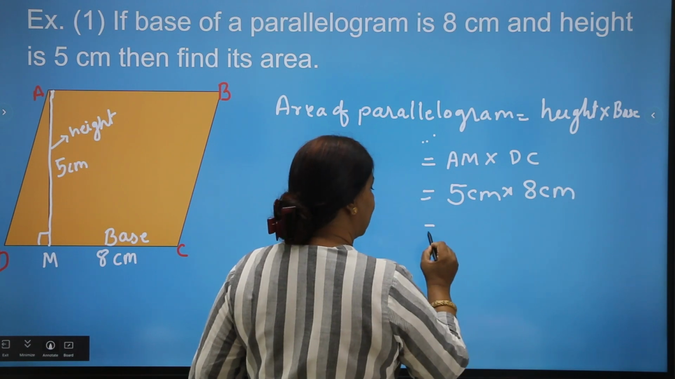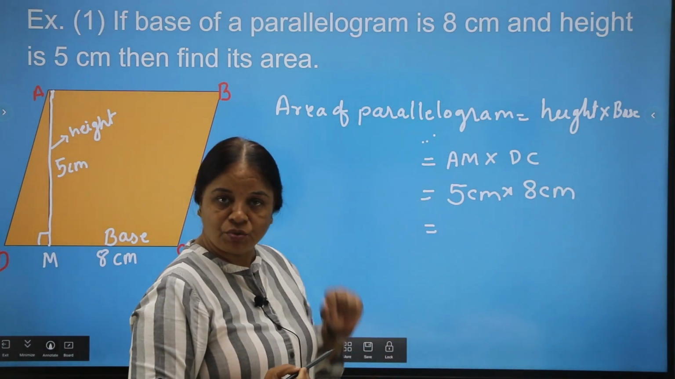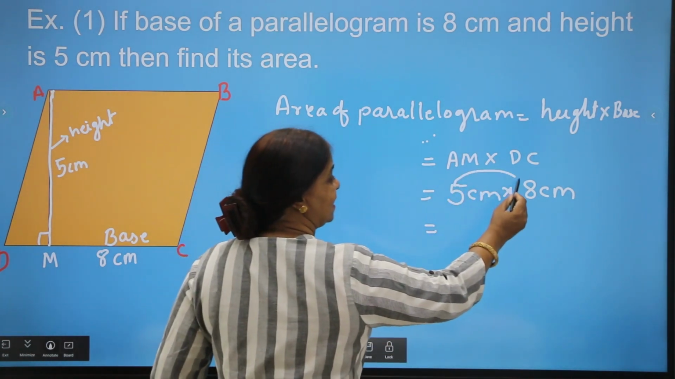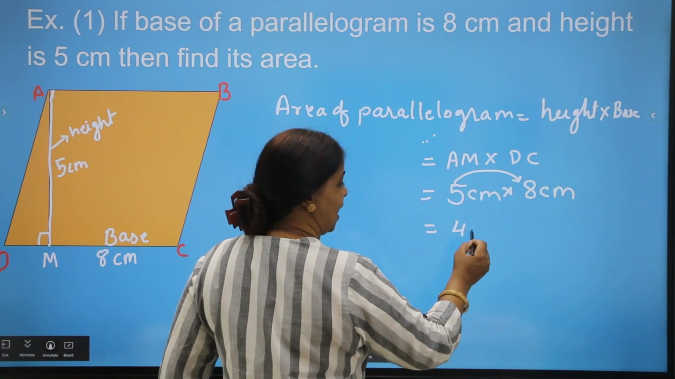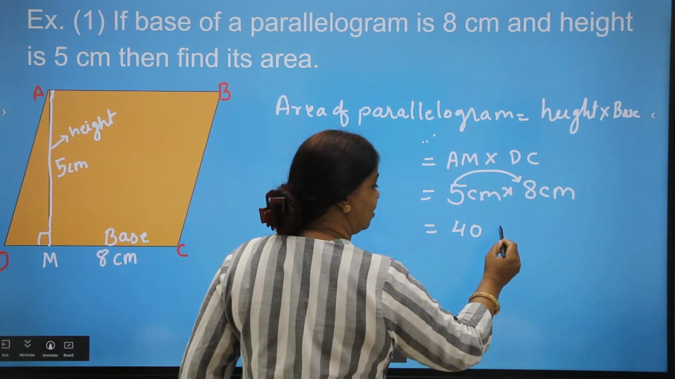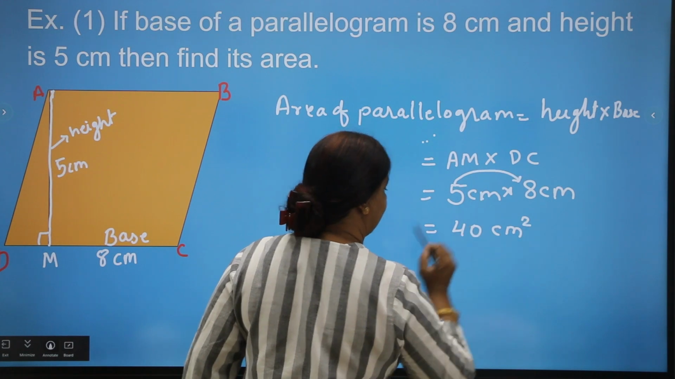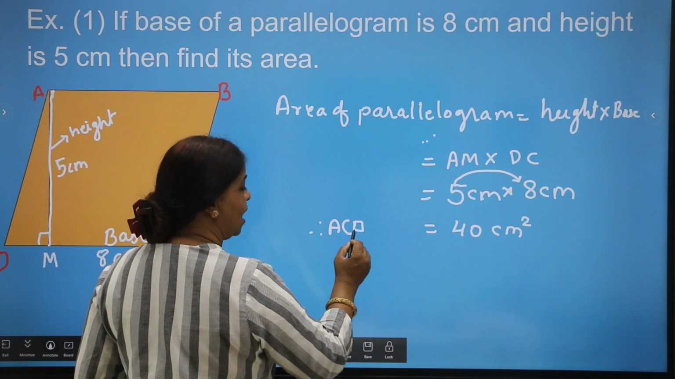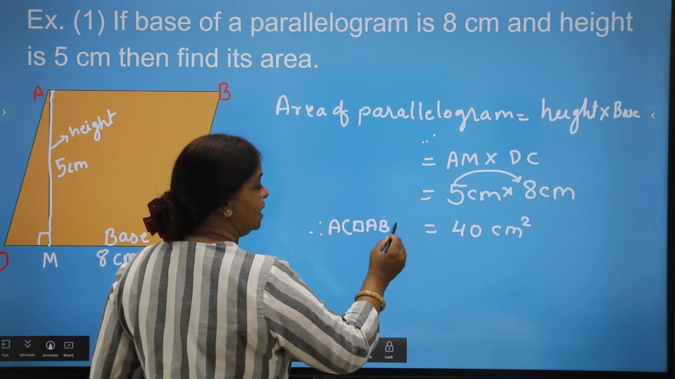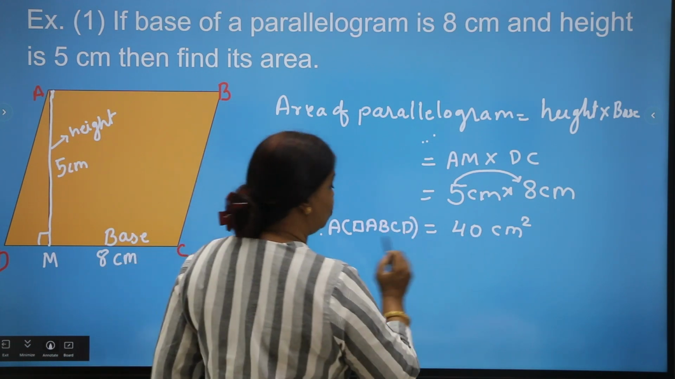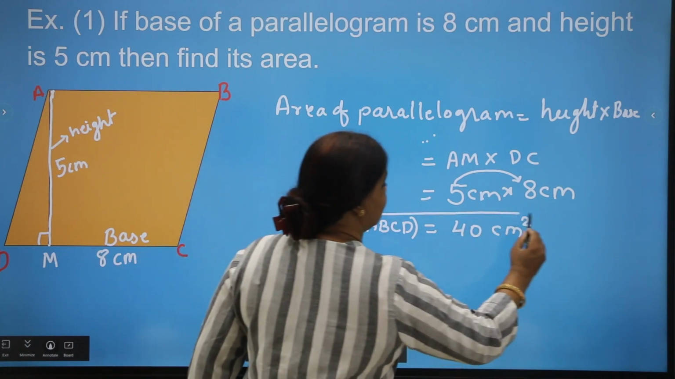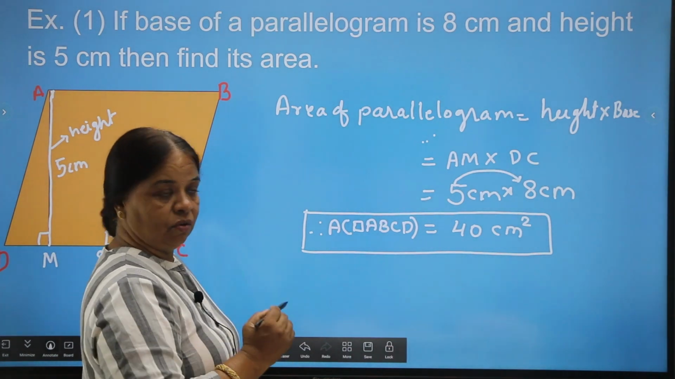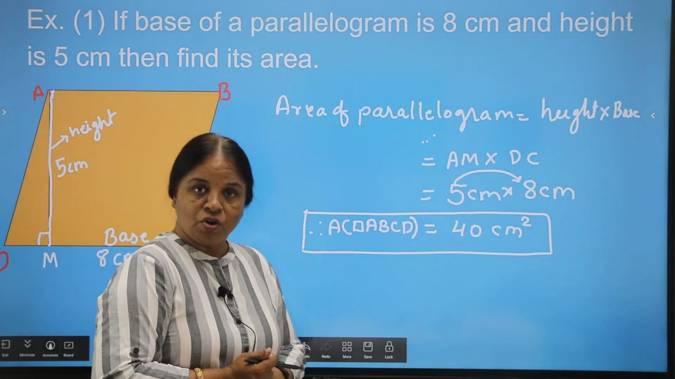Let us multiply, as there is a multiplication sign between the two numbers. 5 8s are 40, and centimeter into centimeter will be centimeter square. Therefore, area of parallelogram ABCD is equal to 40 centimeter square. This is the way you will be writing the final answer of your question.